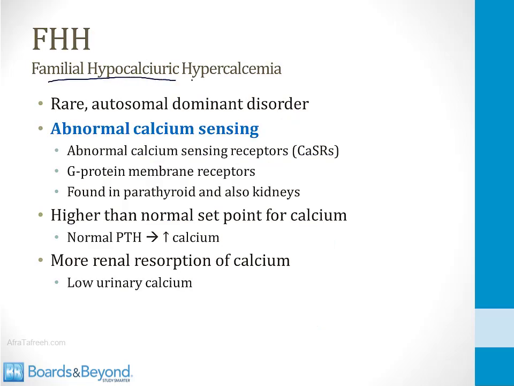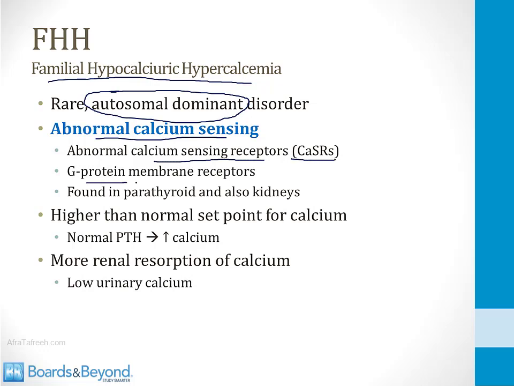FHH is familial hypocalciuric hypercalcemia. This is a rare autosomal dominant disorder that tends to run in families, and it's caused by abnormal calcium sensing. There are abnormalities in this disorder of the calcium sensing receptors, or CASRs, that we talked about before in the parathyroid gland. These are G protein membrane receptors, and a number of abnormalities have been described in the different components of the receptor. And I talked before about how CASRs are found in the parathyroid gland, but you should also know that they are found in the kidneys and also many other tissues.